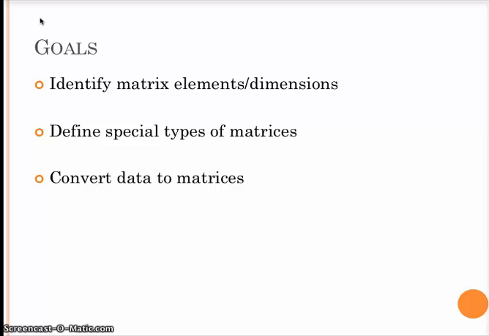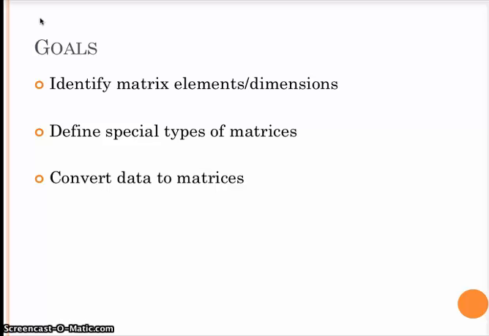Alright, so some of the goals in section 4.1, you don't have to write this down. This is just for your reference so you understand what it is we're actually going to be talking about in this PowerPoint. We're going to identify elements of a matrix. We're going to talk about these things called dimensions of a matrix, kind of like dimensions of a picture. A matrix has dimensions similar to that. We're going to talk about how we can find those.